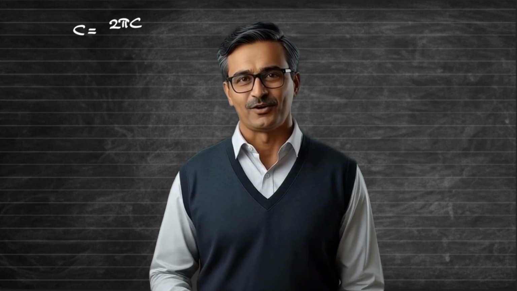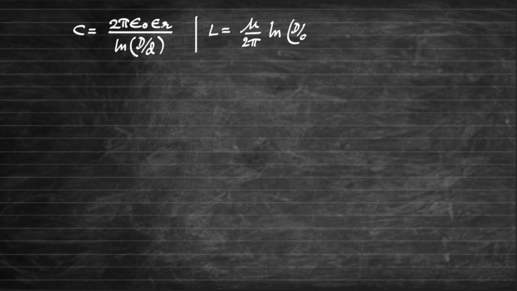Now we have obtained the expression of capacitance per unit length of the cable, as well as the expression of inductance per unit length of the cable. The capacitance per unit length is given by C equals 2 pi epsilon 0 epsilon r divided by natural logarithm of capital D by small d, and the inductance per unit length is given by L equals mu divided by 2 pi multiplied by natural logarithm of capital D by small d.